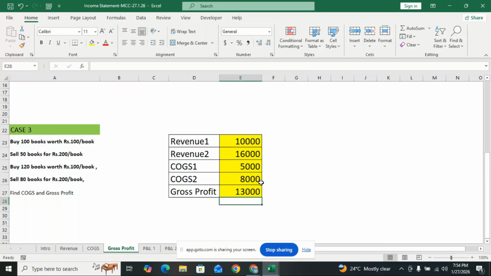Ma'am, for COGS, what amounts do we have to take? COGS is the cost price here. In the first case, 50 out of 100 books are being sold, right? So what is the cost price of these 50 books? It is 100 per book. That is your COGS. 200 per book is your selling price. But at what price did you purchase this book? It was 100 rupees for one book. So that becomes your COGS, 50 into 100.